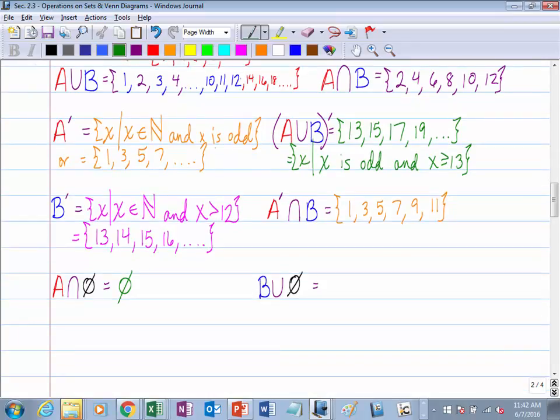And what about B union the empty set? It's just B. So you could just write B, or you could write out what B is. Either way. So anything that's unioned with the empty set is just whatever this is. Because the union has to contain everything from B and everything from the empty set, which is nothing, so it's just B. So it's kind of like B plus nothing. And this is almost like multiplication, like when you multiply something times 0, you get 0. Kind of like that.